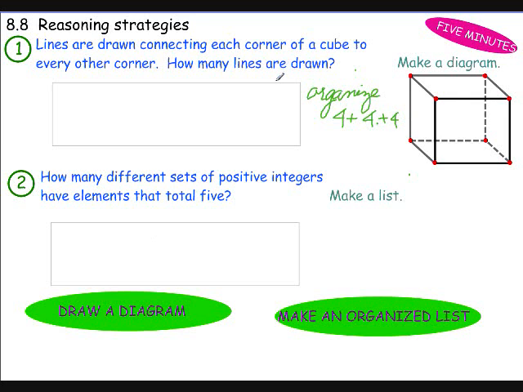Let me go back to my question, make sure I read it carefully. Lines are drawn connecting each corner of the cube to every other corner. Well, of course, what I just did didn't connect every other corner. It only connected the corners that would form the edges of the cube, right? So I've got 12 edges. What else would I have?